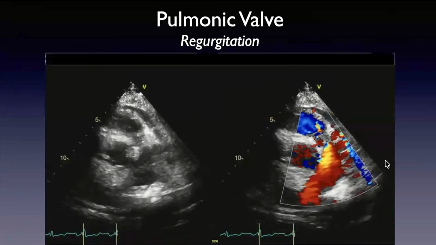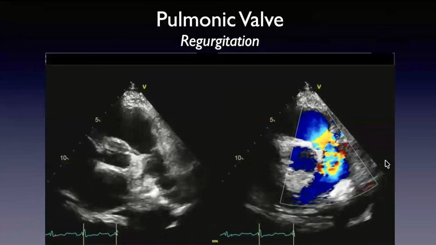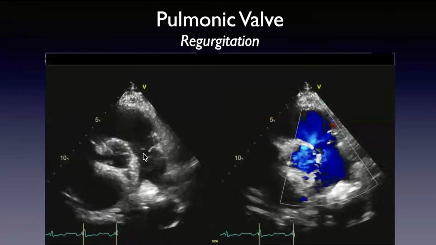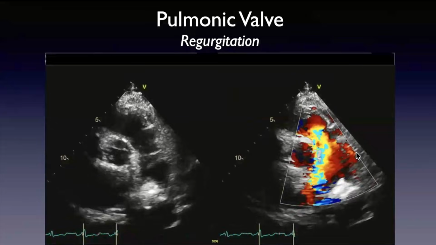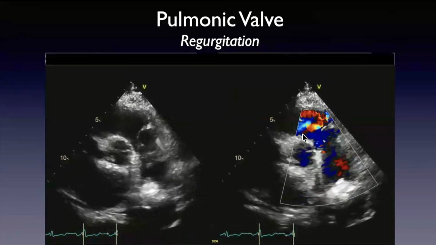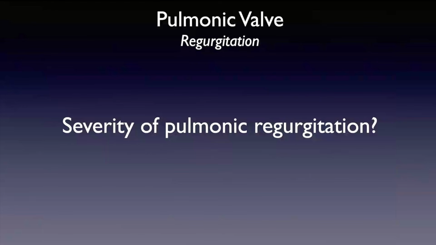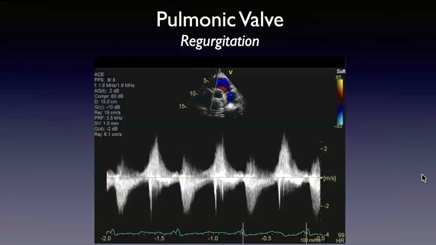So here's color compare. Looking at the pulmonic valve, it looks a little redundant. It looks like it closes okay. You see a little bit more pulmonic regurgitation here, but the clue really is in the continuous wave Doppler. So almost to-and-fro flow in systole and diastole. There's a short deceleration pressure half-time. There's rapid equalization before the end of diastole.